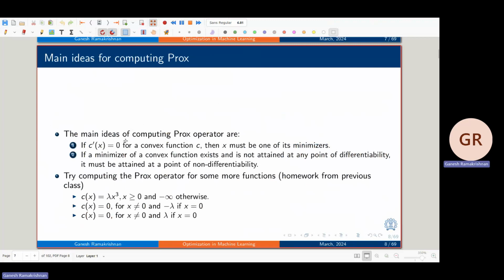So the main ideas of computing prox are as follows. Again, write down the prox operator.